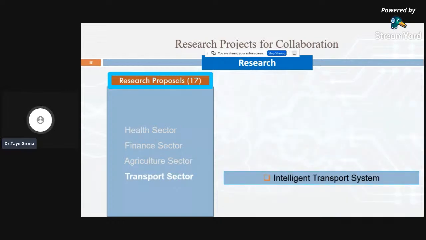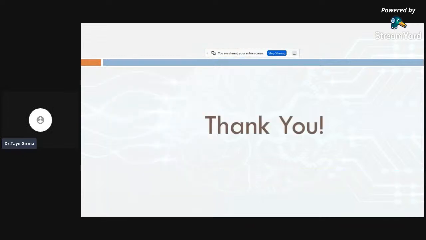And finally, in the transport system, we have identified a challenge in the Ethiopian transport system. So we are planning to work on an intelligent transport system in Ethiopia.